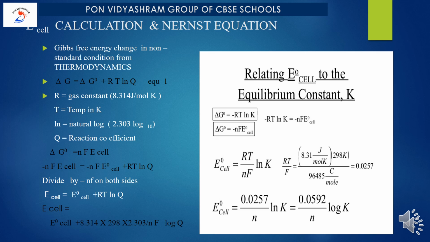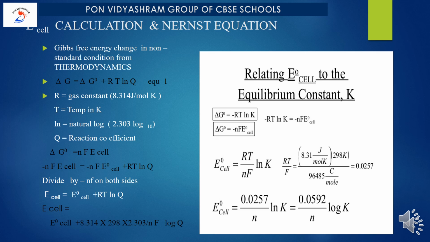Please remember, either you can mention Q or you can substitute K, both are one and the same. So, at 298 Kelvin, ln will be converted into log base 10. Children, remember, calculation will always be asked at 298 Kelvin. So, now E cell is equal to E naught cell minus, you will be substituting all the values like R and T. When you substitute 8.314 into 298 and convert ln into log, you will be multiplying it with 2.303.